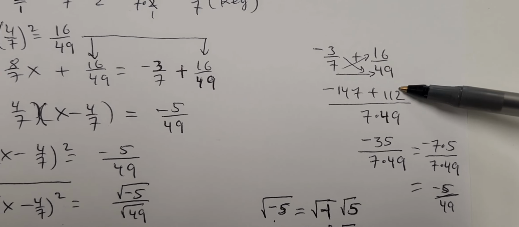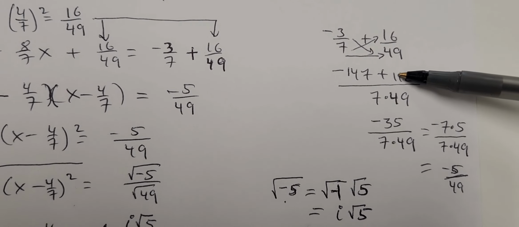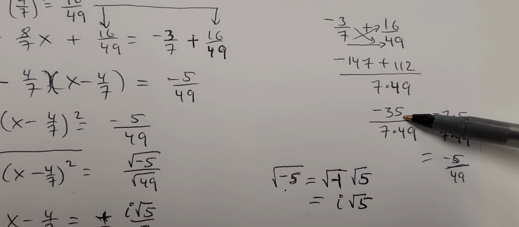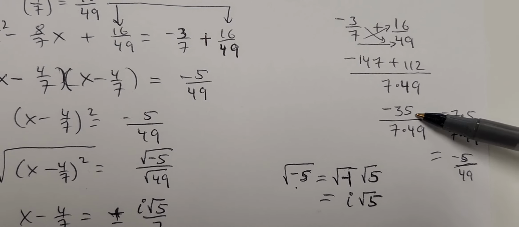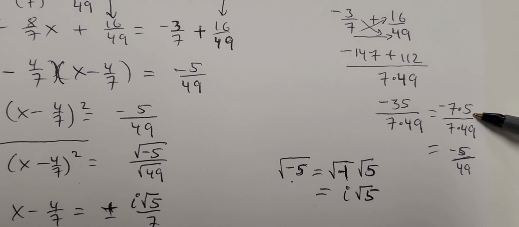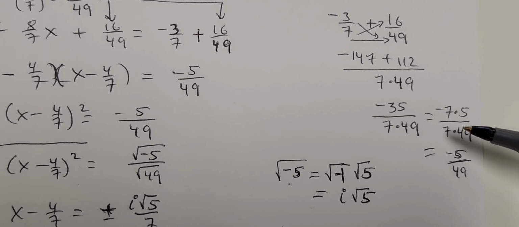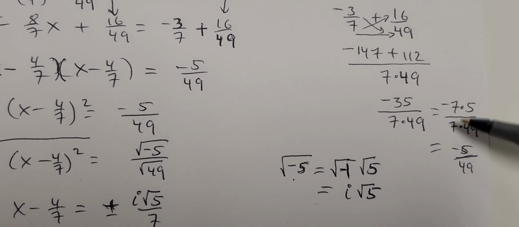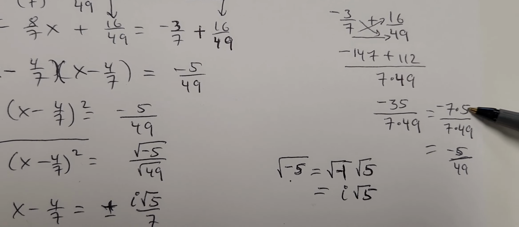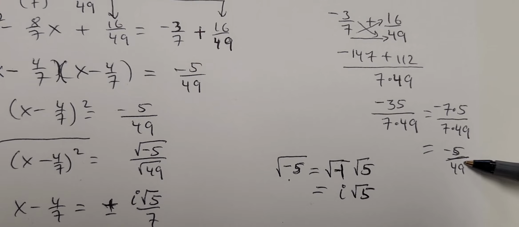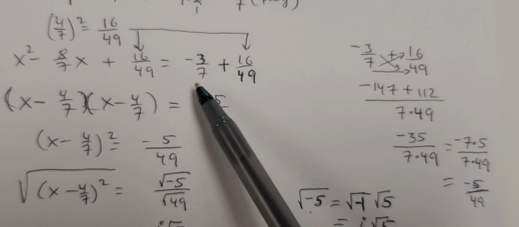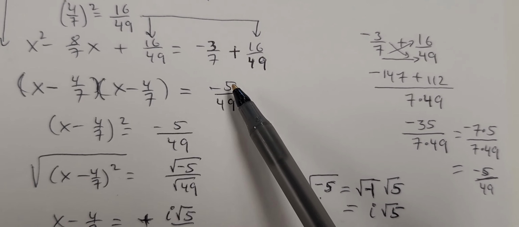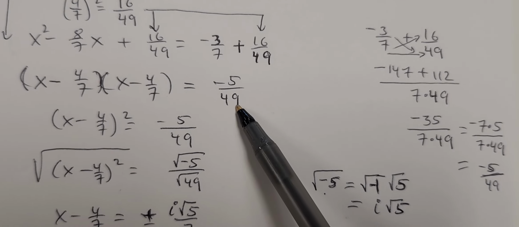Now let's deal with the top. Negative 147 plus 112 gives me negative 35. And you know that 35 is 7 times 5. So the 7 on top and the 7 on the bottom cancel out. All I have left is negative 5 over 49. So this part right here where I'm circling comes out to be negative 5 over 49.